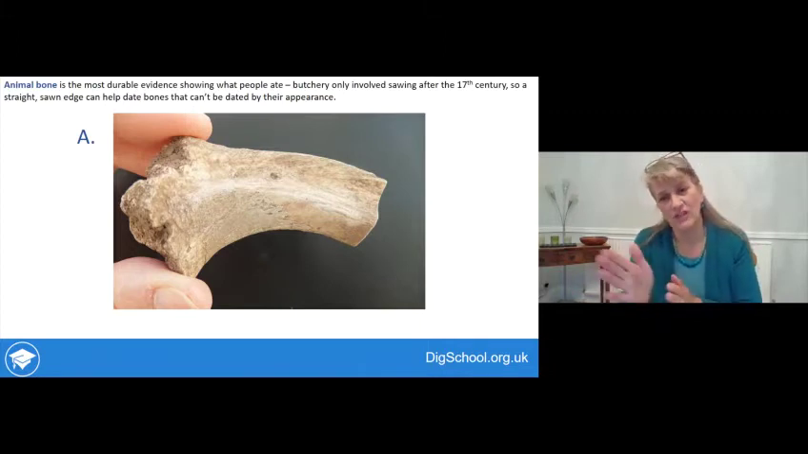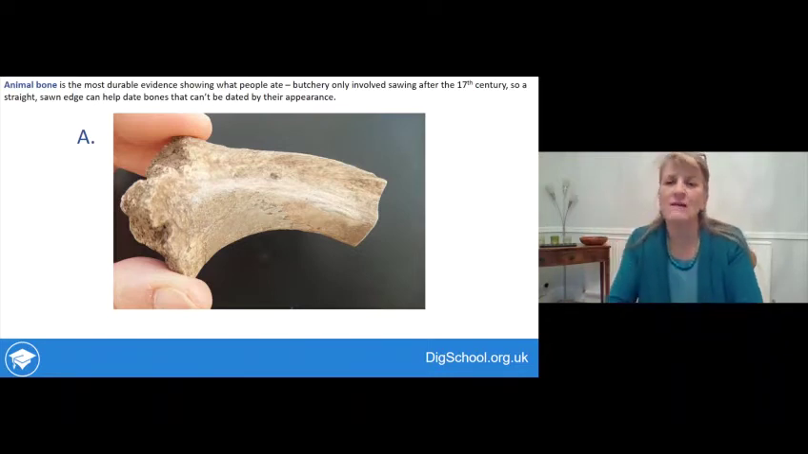So butchery involving a saw, like this bit has been, with a very straight edge, and sometimes you can actually see the saw marks along the cut edge. That only really comes in after about the 17th century. So if you get a bit with a straight sawn edge, it's probably relatively recent.